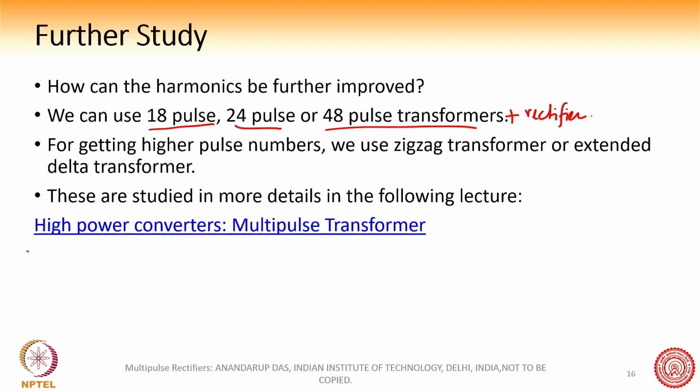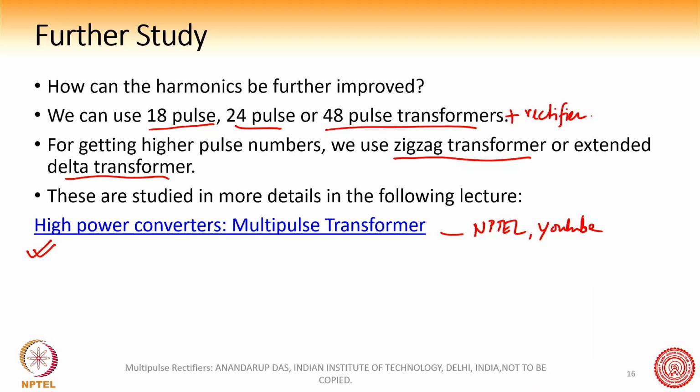Actually, this has been covered in one of my other lectures, high power converters, which is also available on NPTEL YouTube, where we have talked in detail about this multi-pulse transformer. You can go through it, but basically these kinds of higher pulses are used in high performance drives, and in many cases in high voltage DC transmission, HVDC transmission, from where these concepts have come. There we use a zigzag transformer or an extended delta transformer.